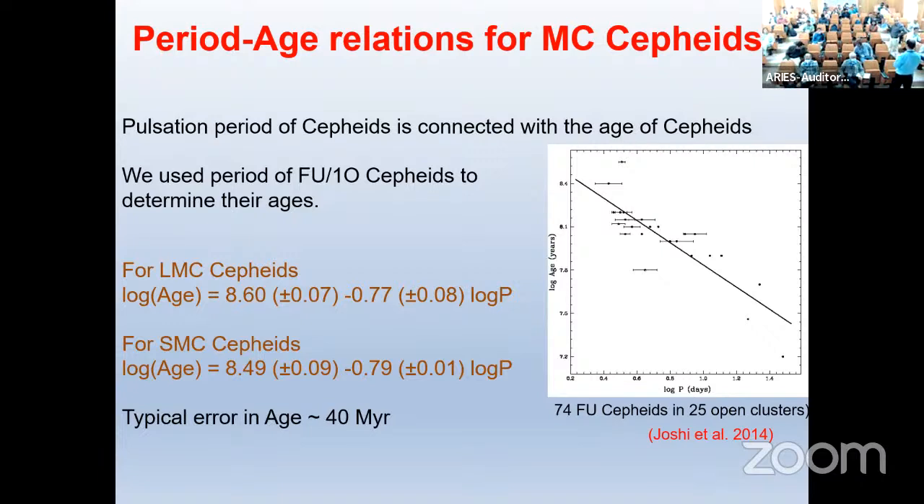So whenever there is an encounter, you will see suddenly an epoch of star formation activity in these two clouds. So they have also reported.